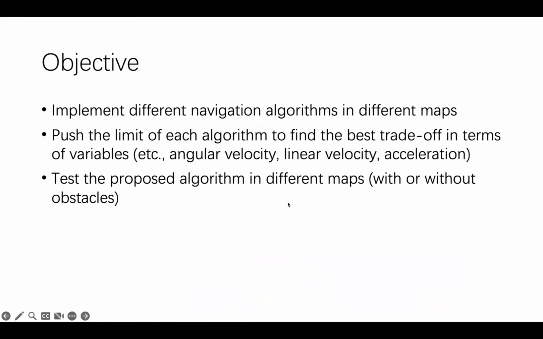So here is our objective. We want to implement different navigation algorithms in different maps. And here we want to push the limit of each algorithm to find the best trade-off in terms of different variables, including angular velocity, linear velocity, and acceleration. We also test the proposed algorithms in different maps, some maps with obstacles, some maps without obstacles. We just want to see how our algorithm will work in different scenarios.